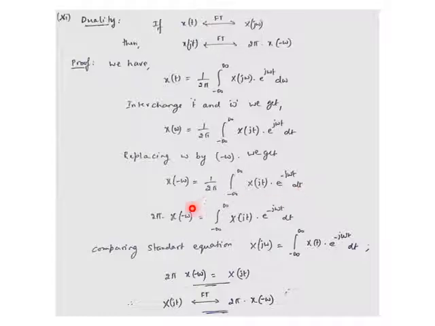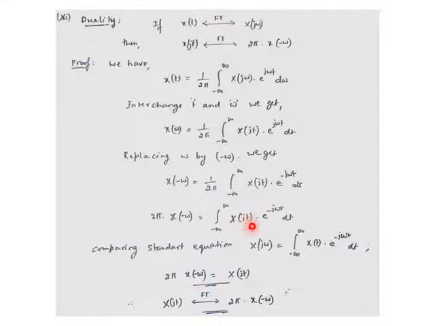So what is going to happen? I'll just take 2 pi to the other side. So 2 pi into x of minus omega is equal to integration minus infinity to infinity x of jt into e to the power minus j omega t dt. So if you compare the right hand side with the standard form, x of j omega is equal to integration minus infinity to infinity x of t into e to the power minus j omega t dt. So this is taking x of j omega.